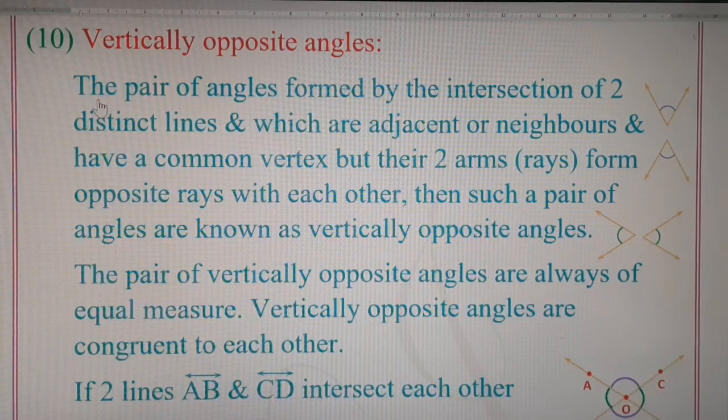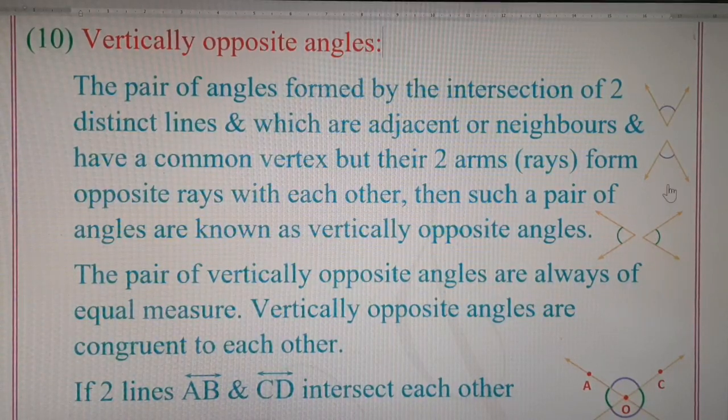Let's read about its definition. The pair of angles formed by the intersection of two distinct lines, which are adjacent or neighbors and have a common vertex, but their two arms form opposite rays with each other, are known as vertically opposite angles. The pair of vertically opposite angles are always of equal measure, or we can say vertically opposite angles are congruent to each other. So we have to remember, children, vertically opposite angles are of equal measure.